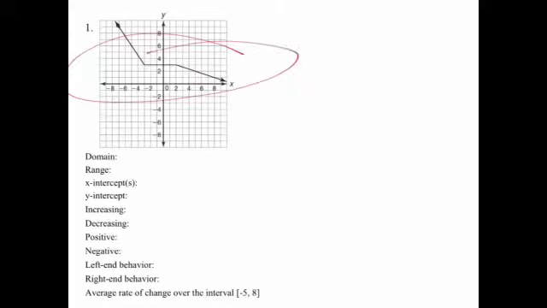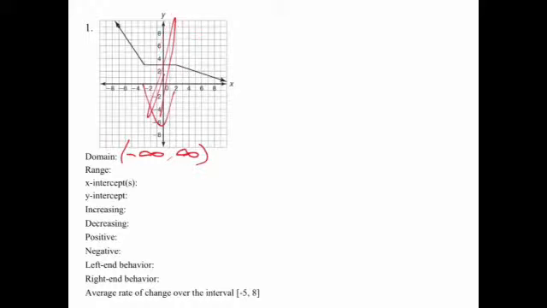Domain is always how far left and right it goes. It goes left forever, it goes right forever. It's the possible inputs for your x values. So this one goes from negative infinity to infinity. The range is how far up and down it goes. This one goes down forever and up forever. So this one also goes from negative infinity to infinity.